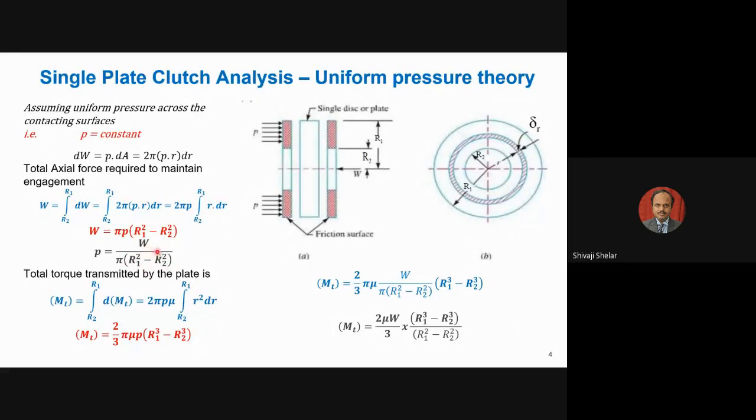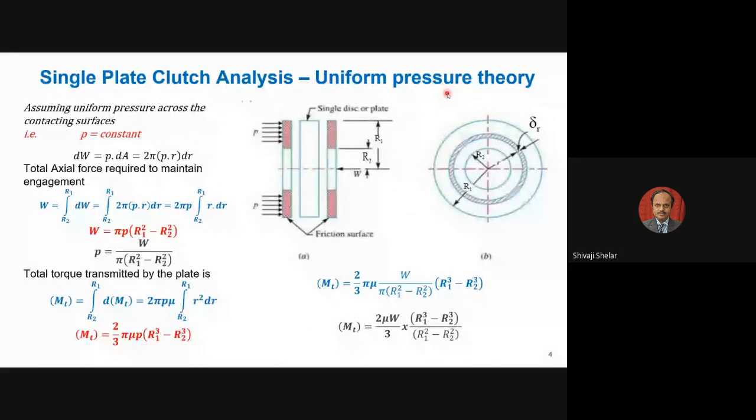In this equation, we can put the value of pressure in terms of the actual load W. By putting this value, the pi will get cancelled out, and finally you will have the torque relation in terms of radius for uniform pressure theory, equal to 2 mu W upon 3 into (R1 cube minus R2 cube) upon (R1 square minus R2 square). This is the equation for torque carrying capacity of a clutch plate considering uniform pressure theory. This is very important.